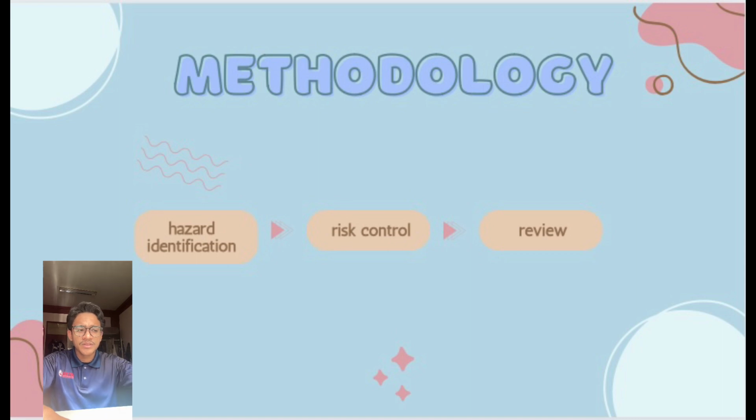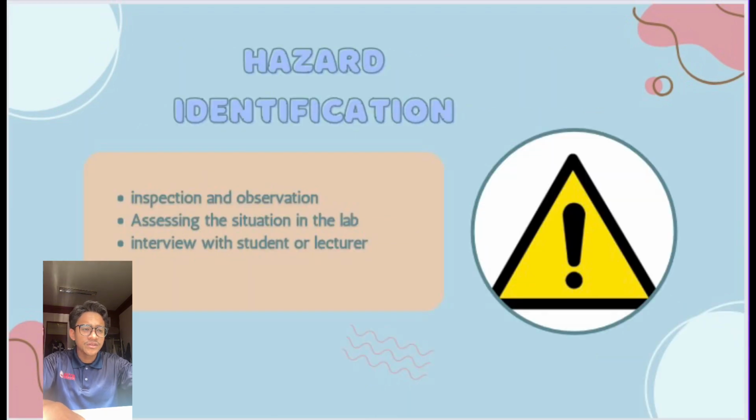So our methodology is hazard identification to risk control, and we will review it. For hazard identification: inspection and observation, assessing the situation in the lab, and interviews with the students or our lecturer.